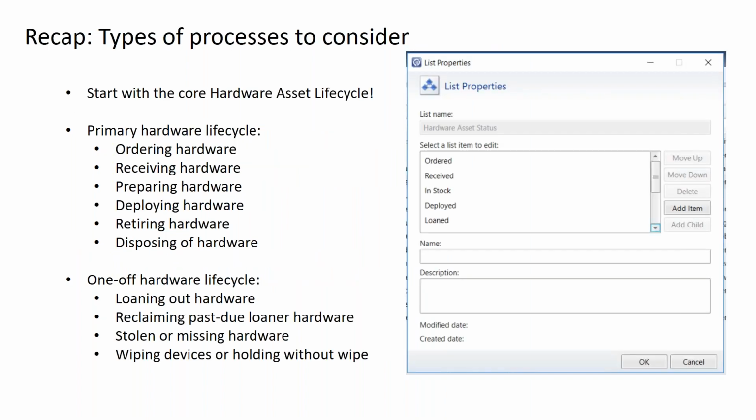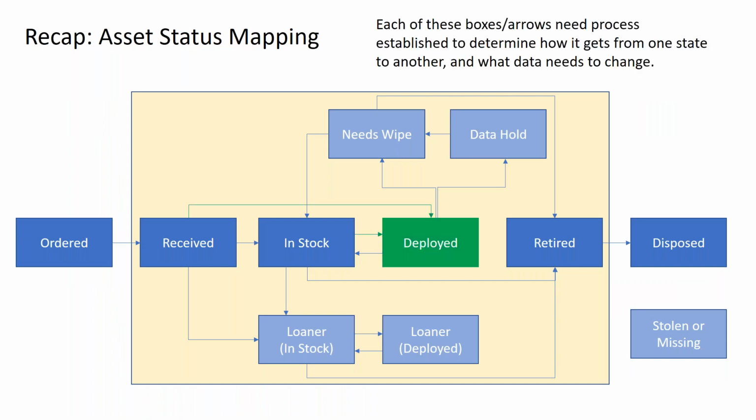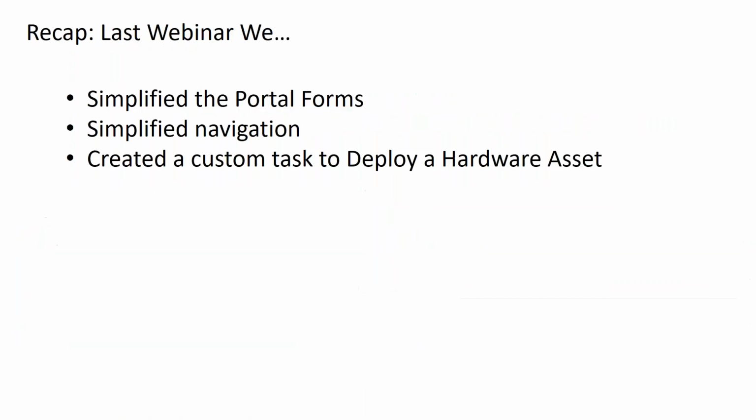They'll come up a little bit today. So we looked at the processes to consider from the hardware asset status. We mapped it all out, talked about what statuses can go from what to what. We looked more specifically at the deployment scenario, items that can go from received or in stock to deployed. We identified that these are the fields we wanted to set. Hypothetically, there could be different fields for your implementation. And that was all the second webinar.